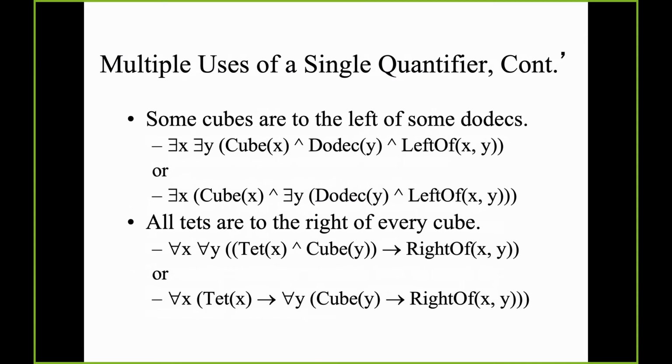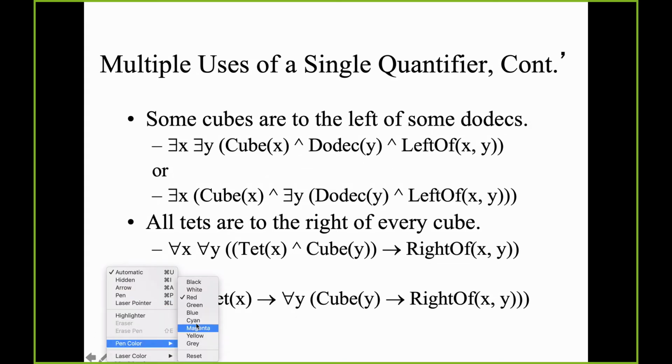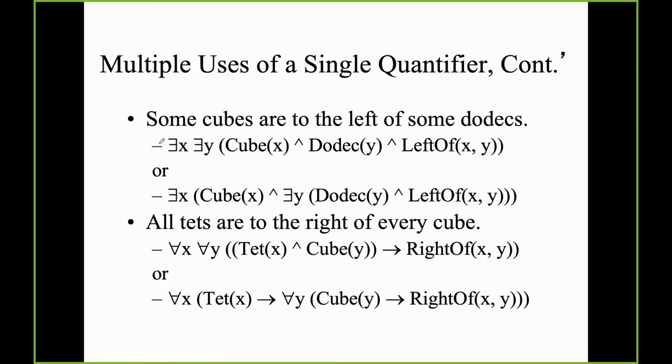All right, so let's look at some examples and see if they resonate with you or if you have questions about them. Remember, some cubes are to the left of some dodecs. Here is the first form, and as a reminder, I hope that it's clear, this is just a part of the bullet point. It's not any sort of logical notation, okay?